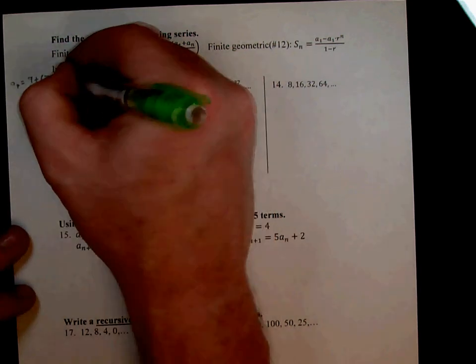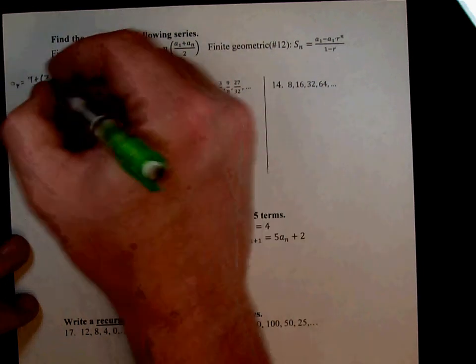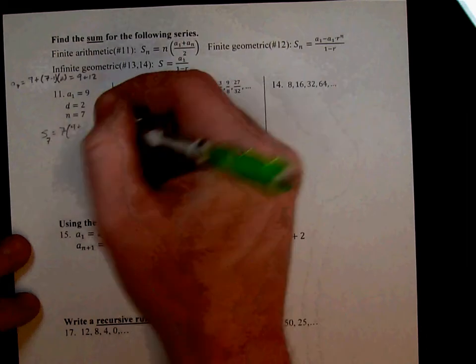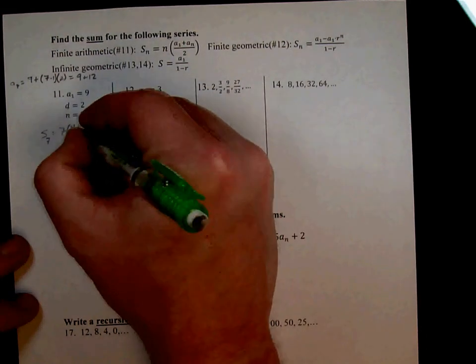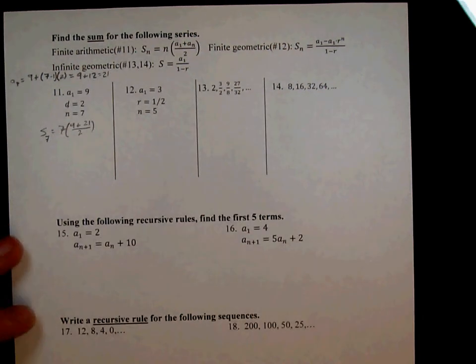We know that d is 2. Simplify this. 7 minus 1 is 6. 6 times 2 is 12. So it's 9 plus 12. That's 21. So 21 plus 9 is 30. Half of that is 15. 15 times 7 is 105.